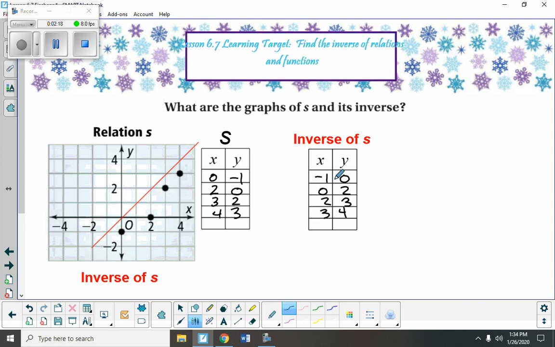So -1, 0 is right here. You'll notice that basically reflects over this line. This is the line y equals x. Now we'll look at the point 0, 2, and this is reflecting over that red line. And 2, 3 is right here. Again, reflecting over. And 3, 4 is right here, again reflecting over. So this is the inverse right up here.